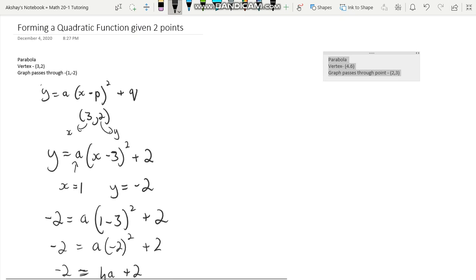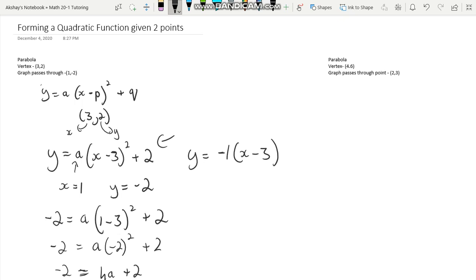So I can substitute my a into my function here. So my final function is y equals -1 times (x minus 3) squared plus 2. This is in the vertex form. If we wanted to change this into the standard form, all we would do is expand this out. Let me just show you that. All I would do is expand everything out. So in this case, I would use my FOIL.